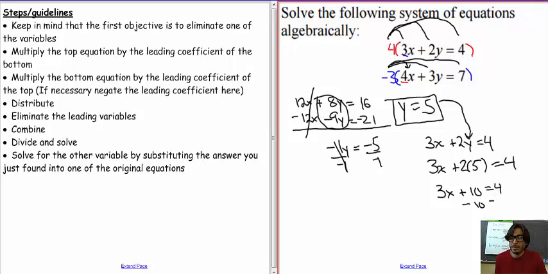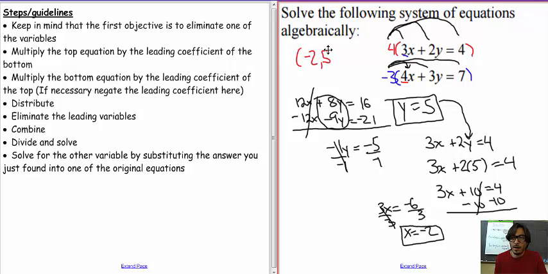Subtract 10 on both sides. These will cancel, so we get 3x equals negative 6. Divide both sides by 3. And we get x equals negative 2. So our final answer is x equals negative 2, y equals 5. We can also write it in coordinate form. We can say it's negative 2, 5. That is our final answer. All right.